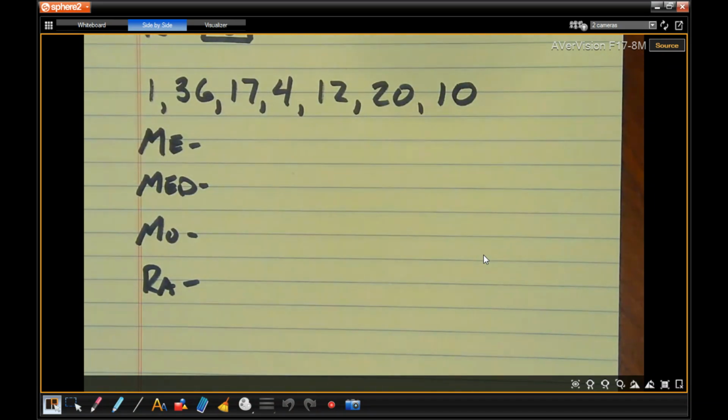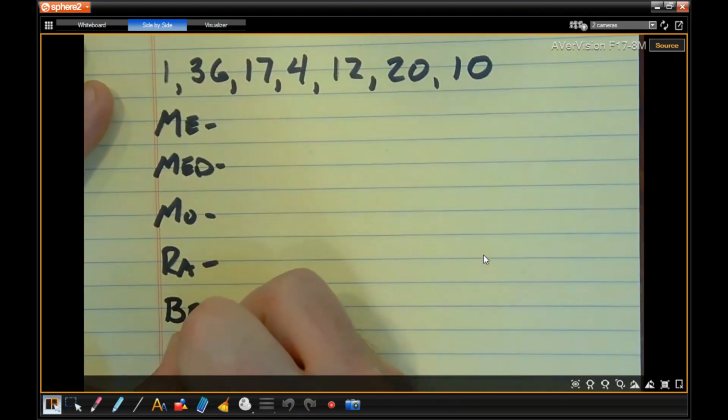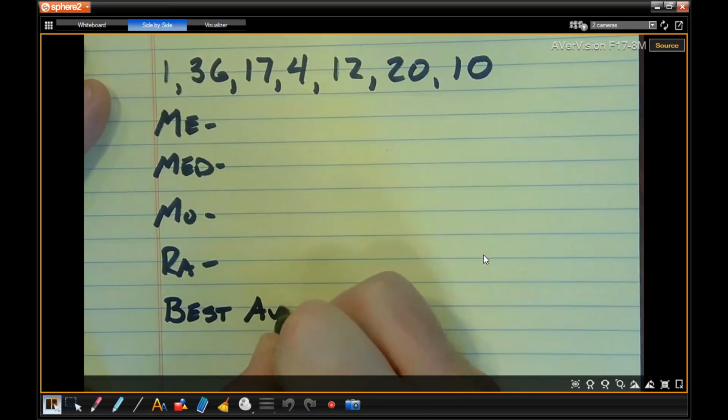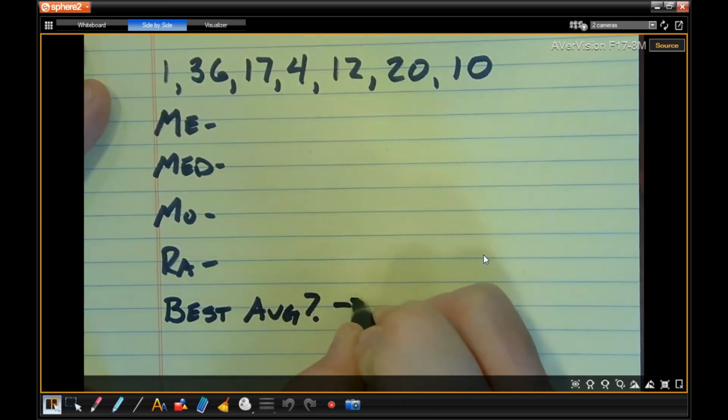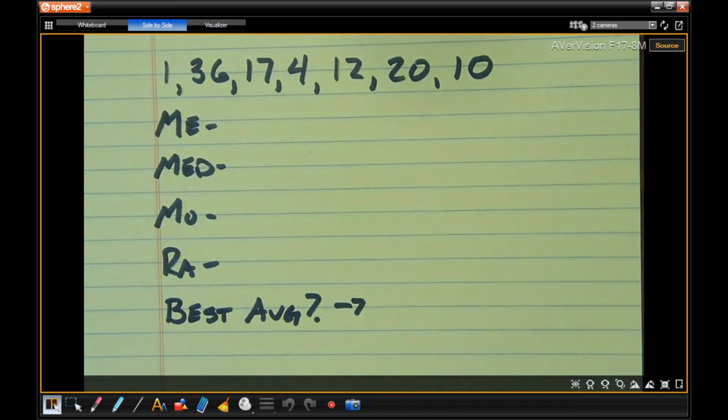I also, when you finish, I'm gonna have you write which of these is the best average? Mean, median, or mode here is the best representation of this data. What, in your opinion, is the best? And I would love if you could give a reason for that as well. Okay. All right. So I'm going to give you 5 minutes or so to work through that.